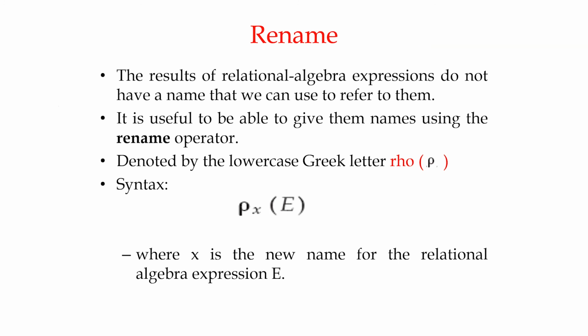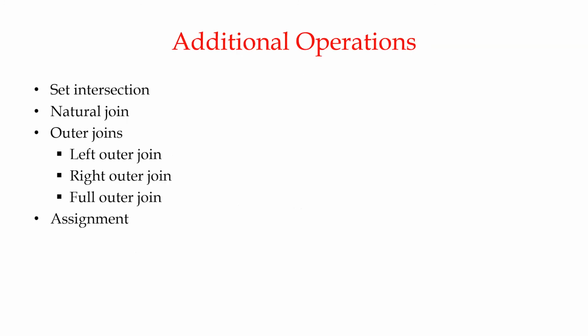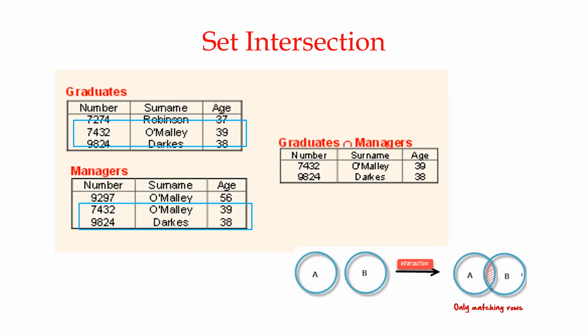So, we have seen the fundamental operations. Now, we are going to see the additional operations in relational algebra. The additional operations include set intersection, natural join, outer joins. Under outer joins, we have left outer join, right outer join, full outer join, and finally assignment operations. Let us see them one by one.